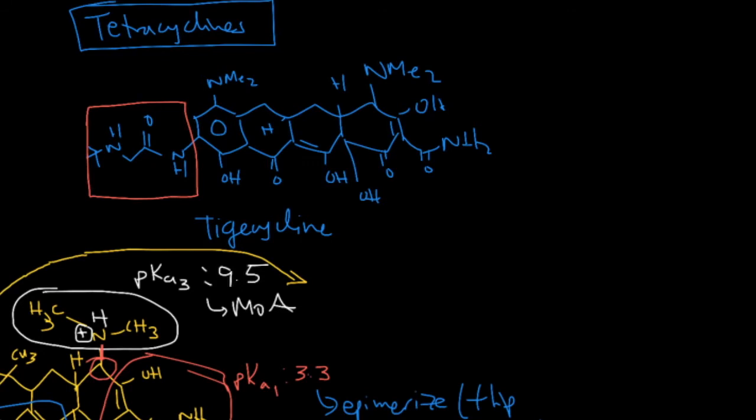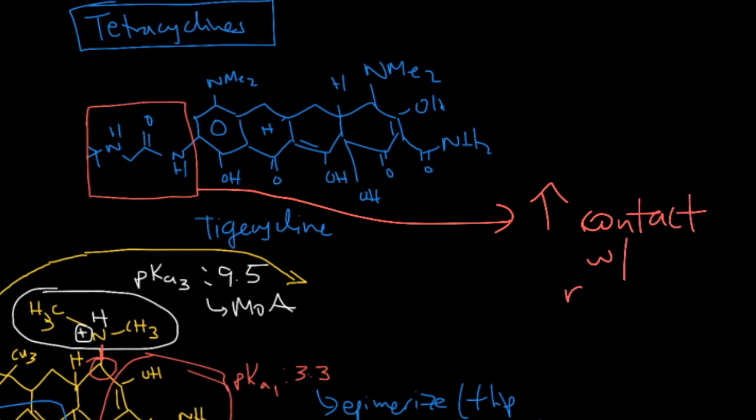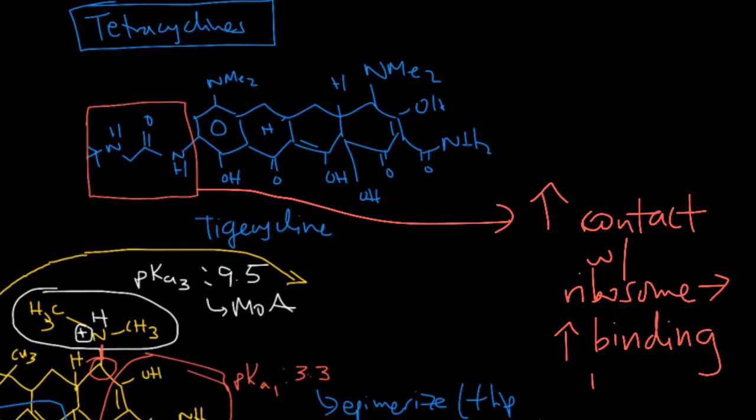So this ring, no, it'll be red. This little tail over here increases contact with the ribosome, which increases the binding of tetracycline and allows it to work effectively in resistant bacteria. Remember that it binds to the 16S subunit of the ribosome.